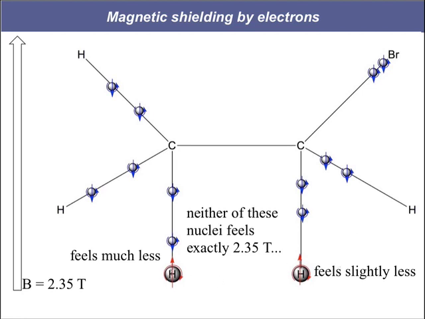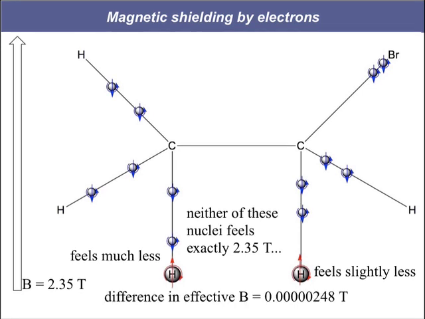So we might apply 2.35. These guys over here might feel 2.3. These guys over here might feel 2.34. Different chemical environments will determine the amount of shielding, which will determine the amount of magnetic field that they feel, and that will determine the energy that's required to get them to precess.